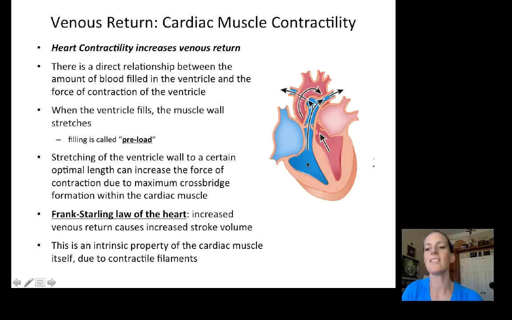More venous return, bigger stroke volume. So it is cyclical. Okay? So the muscle wall will stretch. That stretch is called preload. That stretch maximizes cross-bridge formation with the actin and myosin binding. And all of this is described by the Frank-Starling law of the heart. Increased venous return causes increased stroke volume because of the effect on contractility.